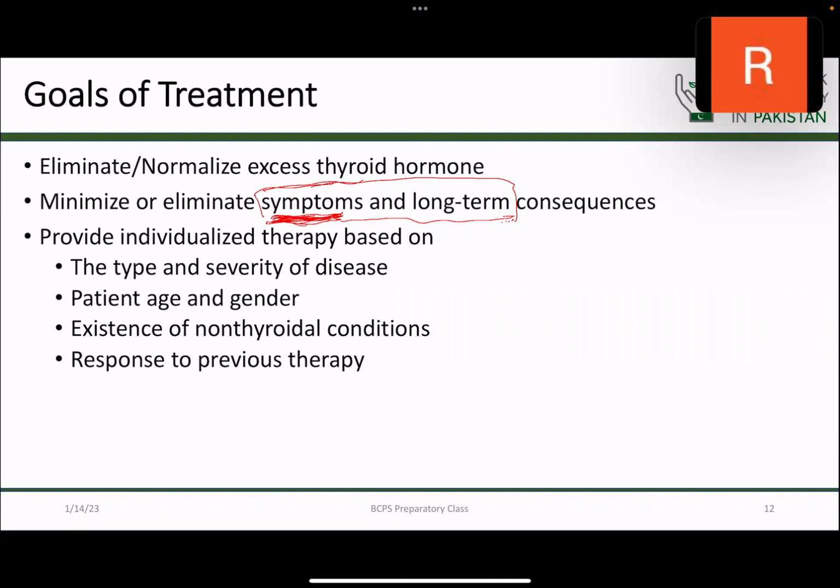So you should be aware of the history of the patient, whether there is any other non-thyroid condition in the patient or not. And obviously, you should have an idea about response to previous therapy if the patient is already taking some therapy for the thyroid disorder. So what was the response of the patient to the previous therapy? And based on that, you can advise changes of the therapy.